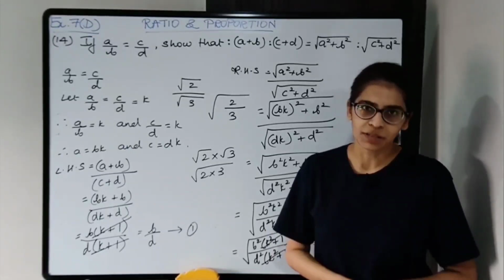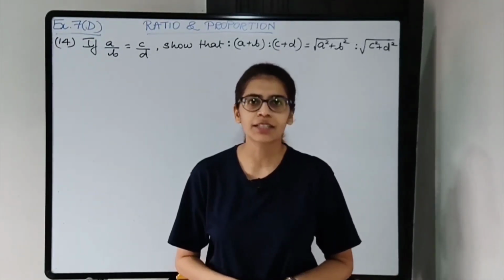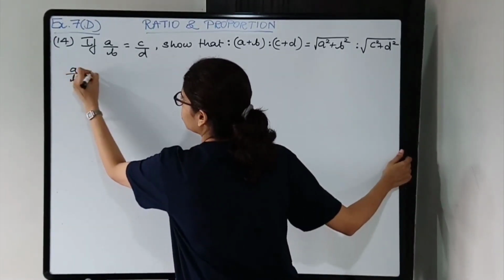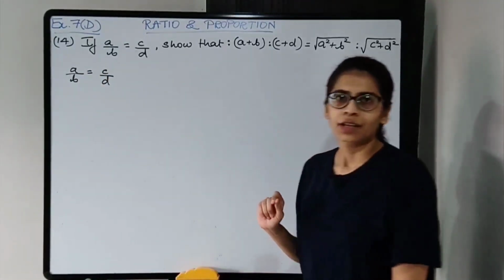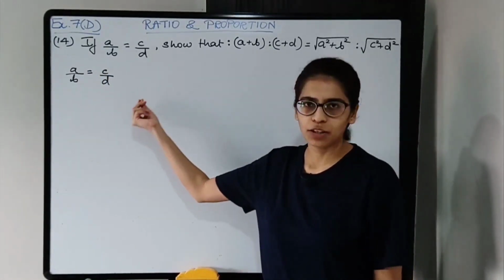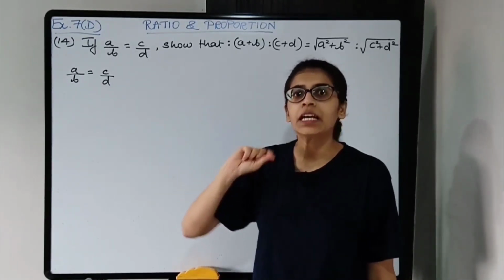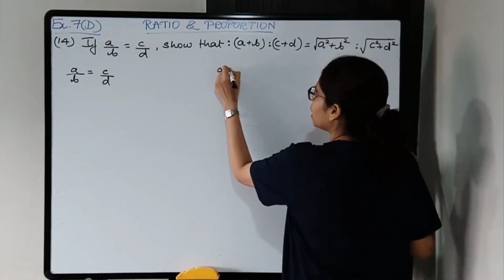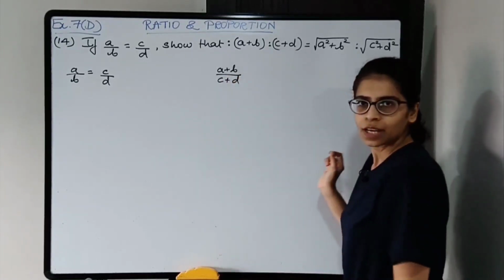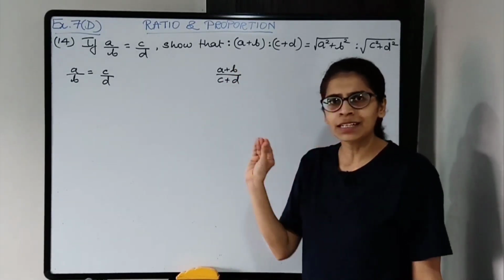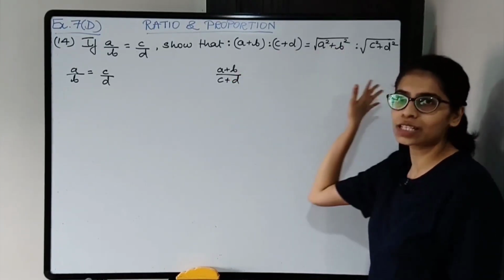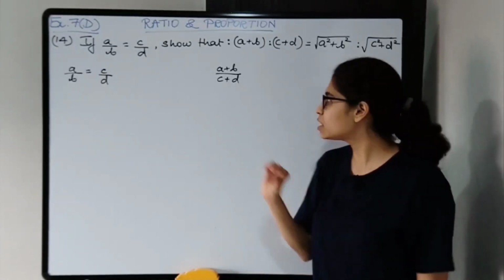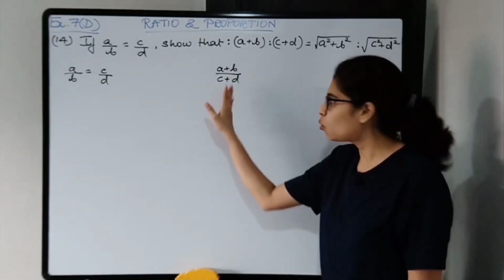Now we'll use the property method. Coming to the second method, that is using the properties. The given information is A upon B is equal to C upon D. For applying the property, we need numerator and denominator on both sides. We have that. Now check what we have to prove. In LHS we have A plus B upon C plus D. There is no minus sign, neither in LHS nor in RHS. So you don't have to use componendo dividendo. You'll use only componendo because there is only a plus sign.